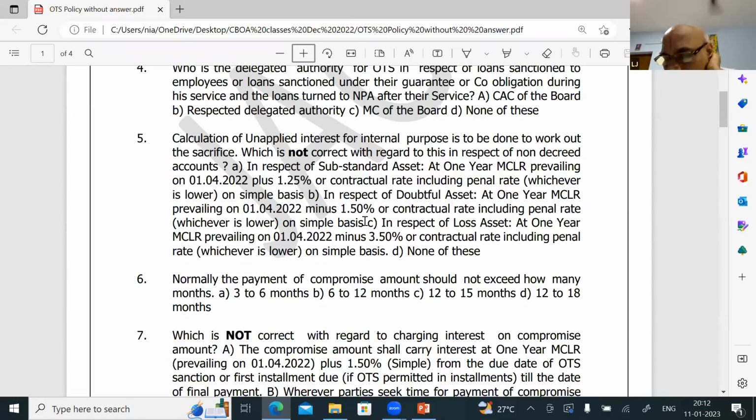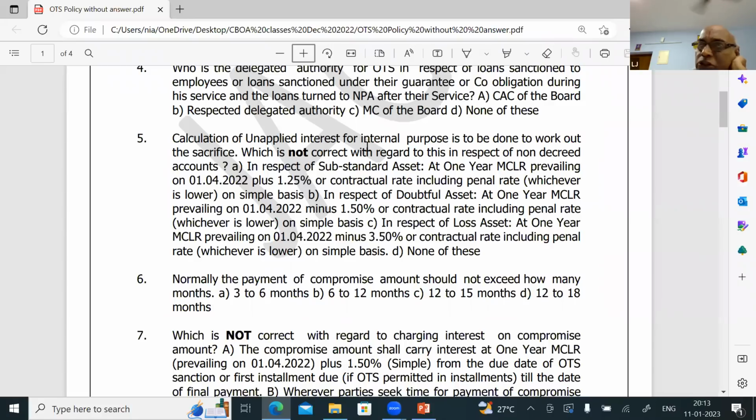If it is substandard non-decreed, 1 year MCLR on 1/4/2022 plus 1.25. If it is doubtful, non-decreed, MCLR on 1/4/2022 minus 1.50. In respect of loss account, at 1 year MCLR prevailing on 1/4/2022 minus 3.50, or contracted rate including penal rate, whichever is less. So A is correct, B is correct, C is also correct. So the option is none of these.